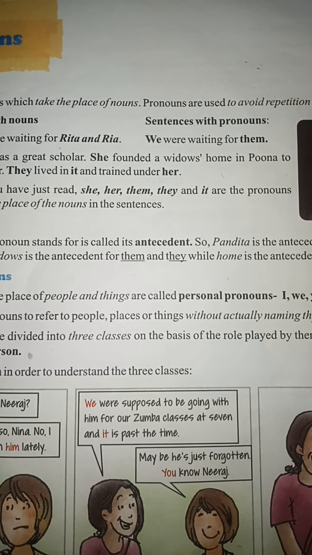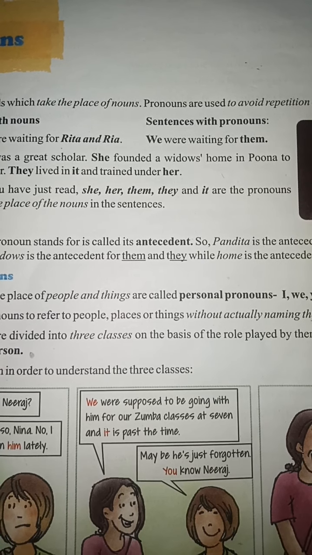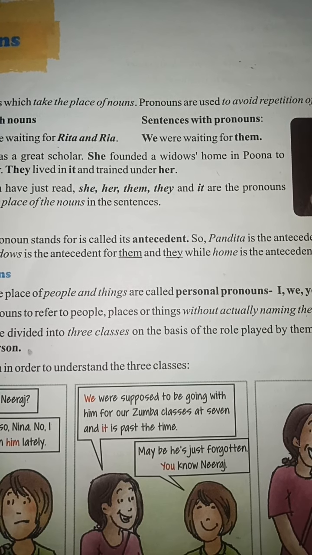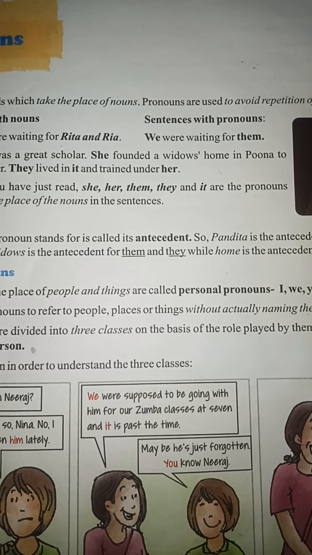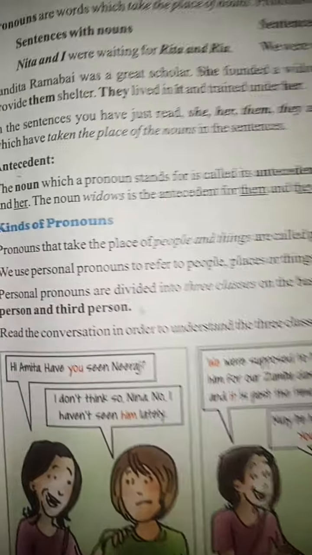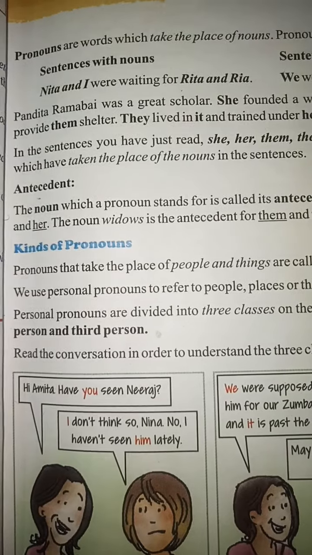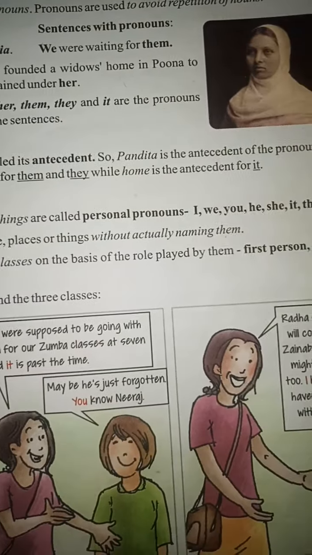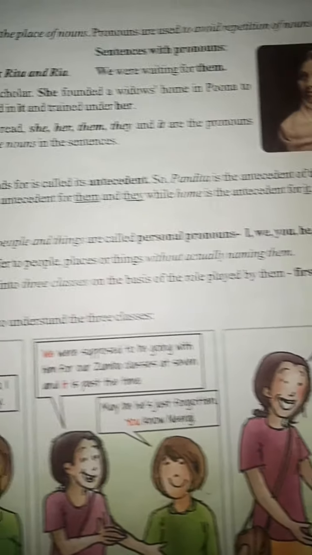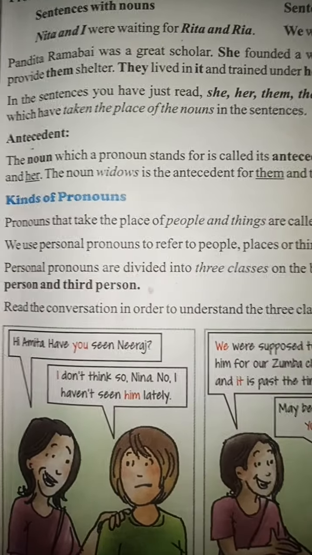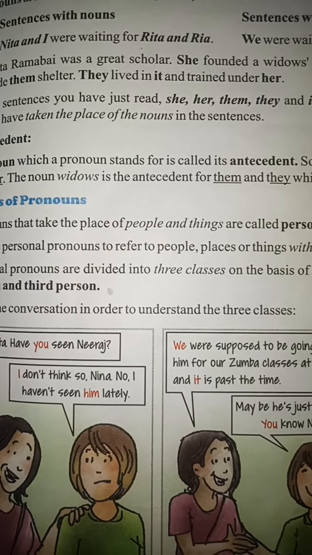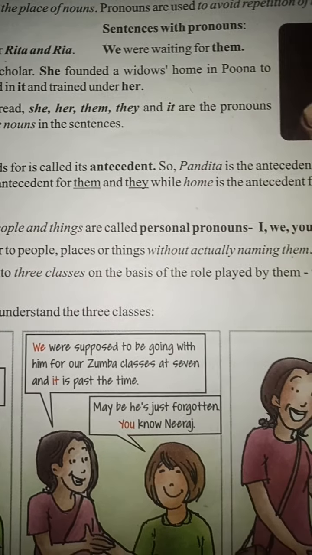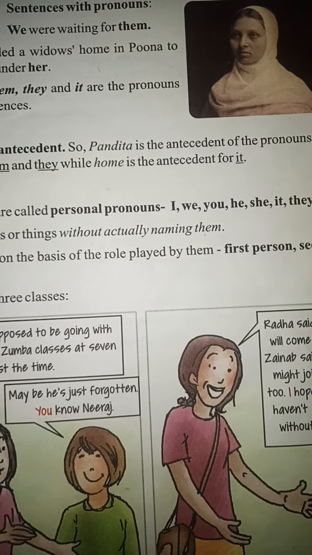In the sentences you have just read, she, her, them, they, and it are the pronouns which have taken the place of nouns in the sentence. Now, what is an antecedent? The noun which a pronoun stands for is called its antecedent. So, Pandita is the antecedent of the pronoun she and her. The noun widows is the antecedent for them and they, while home is the antecedent for it.